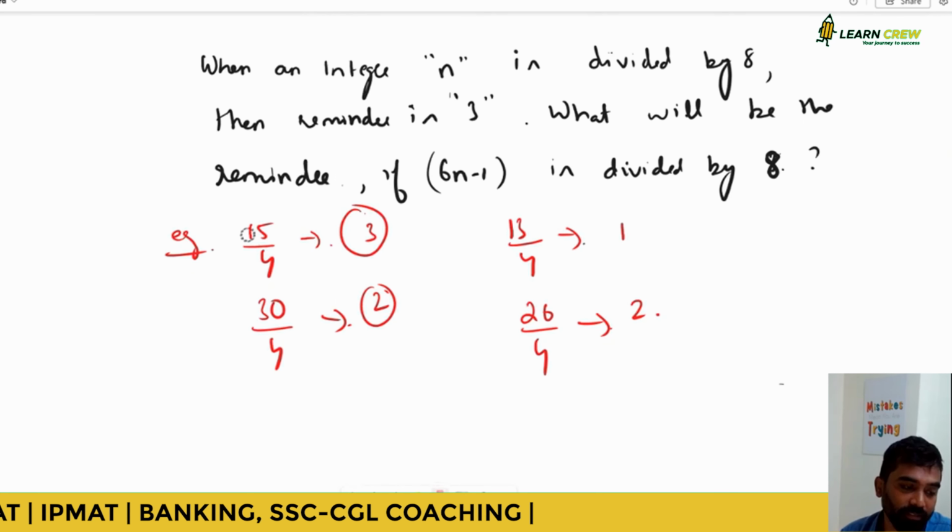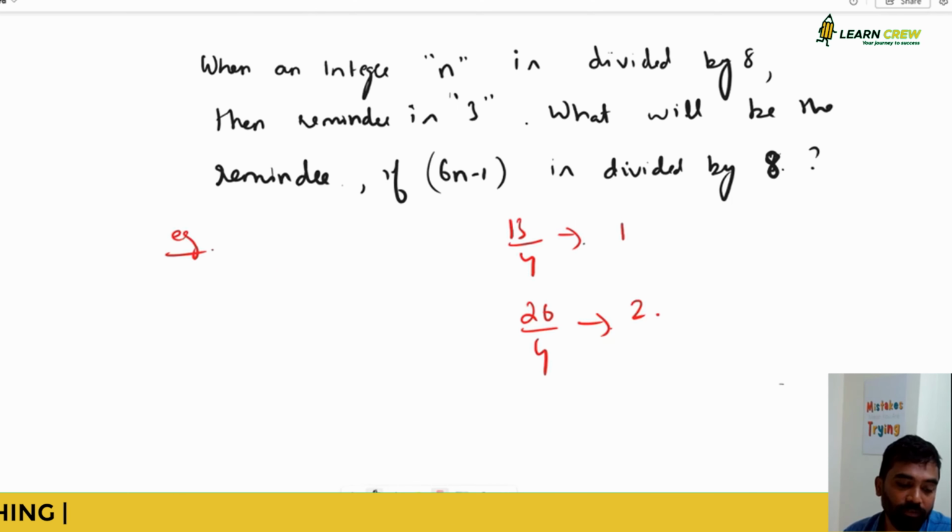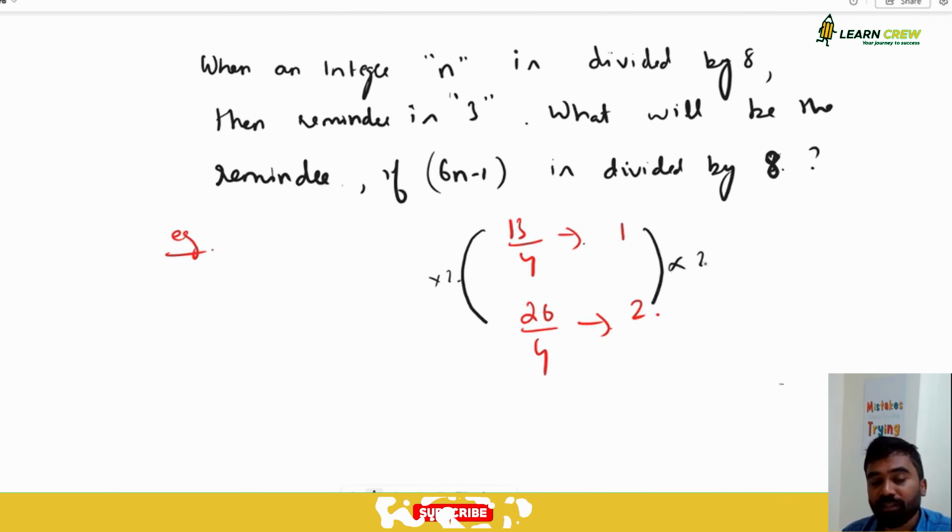Just forget this, so as not to get confused. What is happening over here? You're multiplying the numerator by twice, and this value is also getting multiplied by twice. This is what is happening.